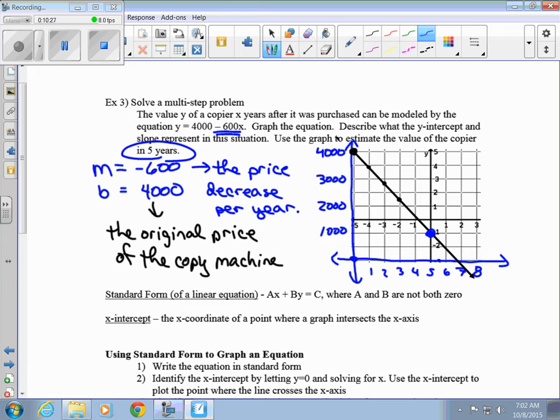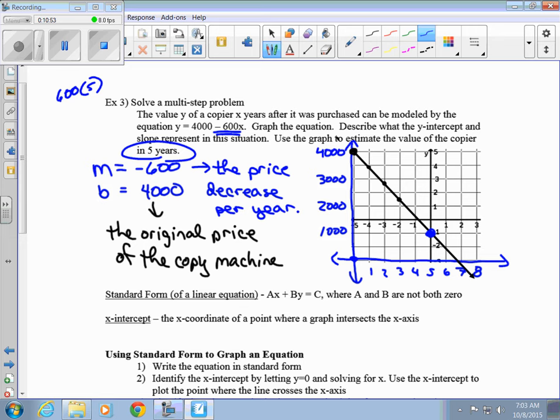Well, let's see how accurate that is, because we're always going to have a little play in our graph when we draw them. So we could do that by also putting in 5. Well, 600 times 5 is 3,000. 4,000 minus 3,000 is 1,000. So our graph is pretty darn accurate.